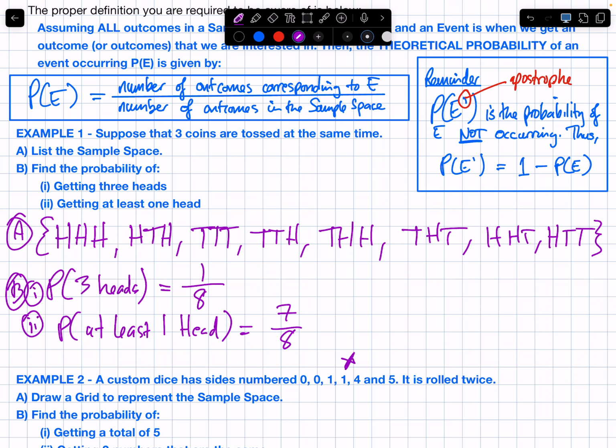If you've got the purple example, maybe start writing example 2, the custom dice.